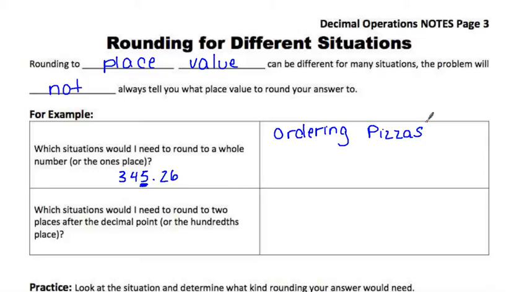And it's almost sometimes better to order more pizza than it is to order less pizza. But it depends what situation you're in. Also, another example is passing things out.